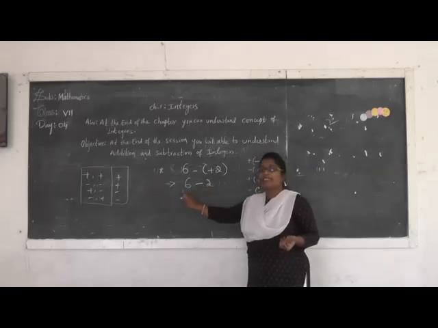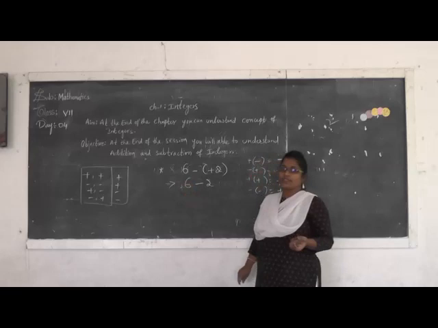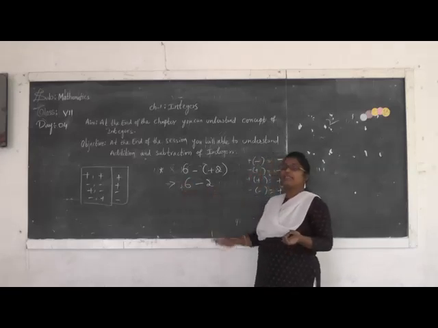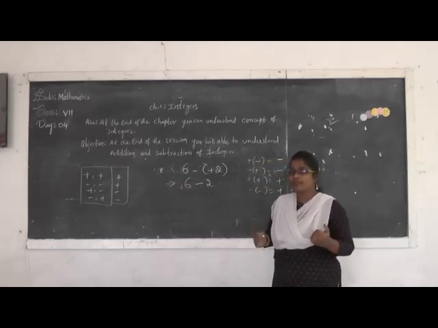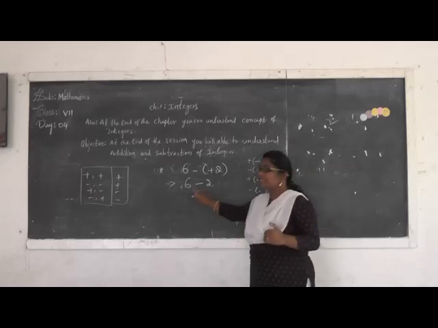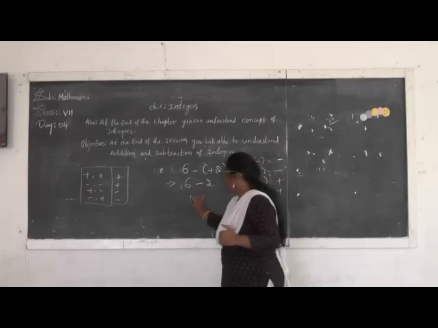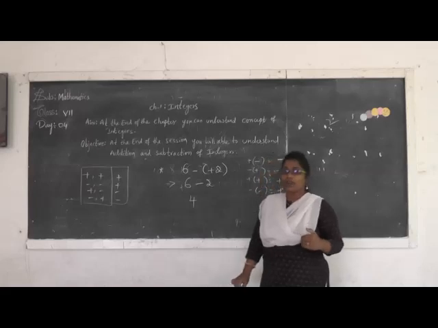Now, before 6, if any symbol is not there, it is considered as a positive term. If one is positive, one is negative, both are different. What do we have to do? Subtraction. So 6 minus 2, how much? 4. 6 minus 2 here, 4.